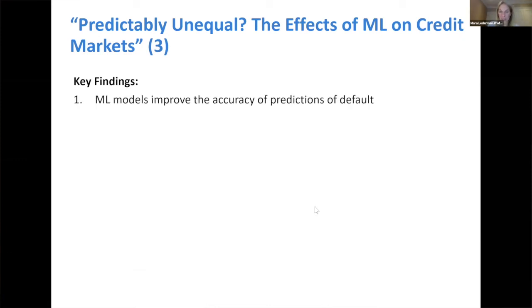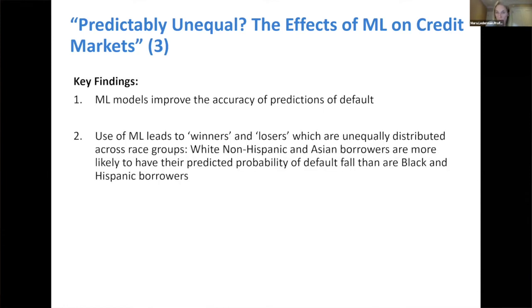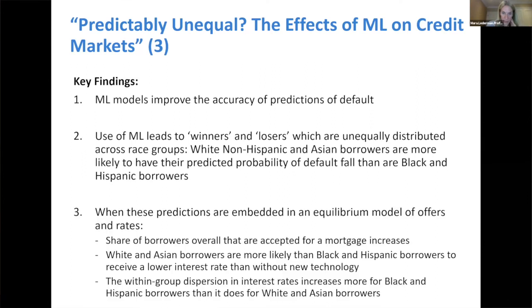So what are their key findings? Machine learning models improve the accuracy of predictions. It leads to winners and losers that are unequally distributed across race groups. I'm going through this quickly because I'm not interested in the particular findings. There's a series of other points I want to make. And then once they embed these predictions in an equilibrium model of offers and rates, they show a series of more downstream effects, which, overall more borrowers get accepted for mortgages, which is good. But different race groups are impacted differently, and the within group dispersion changes differently for different groups.